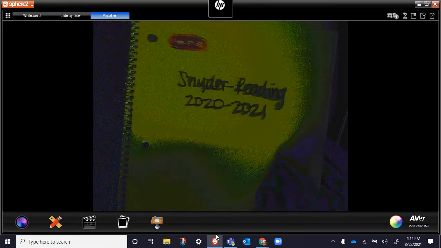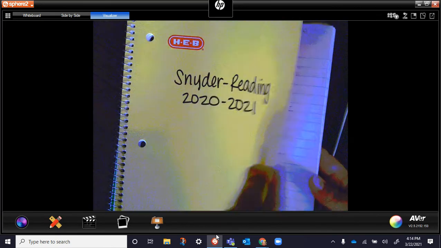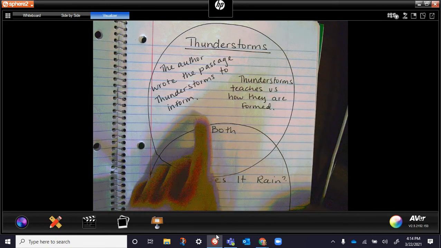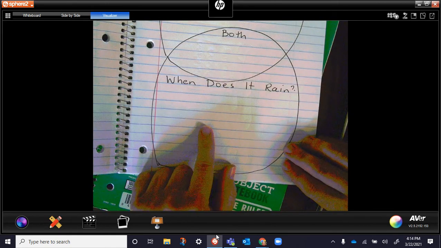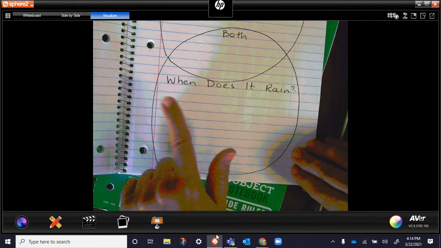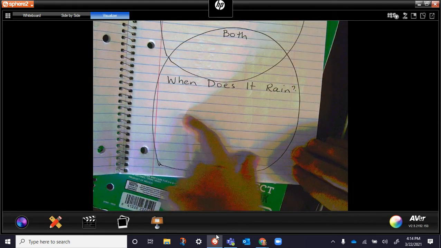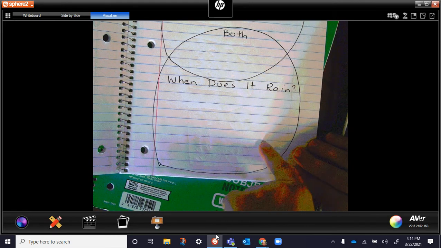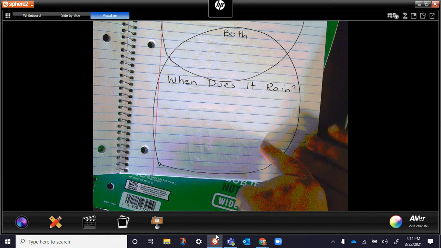Now what you're going to do is get out your reading notebook and add in this part here at the bottom. You've got your top part here on thunderstorms, go down to the bottom, "When does it rain?" And I want you thinking about, again, the author's purpose, why they wrote the passage, and the main idea. What is this whole thing about? What is it talking about?